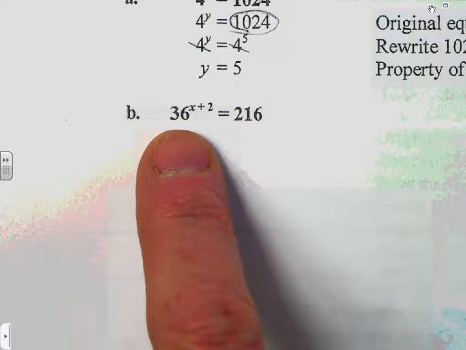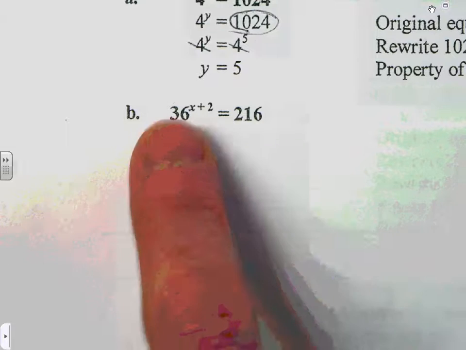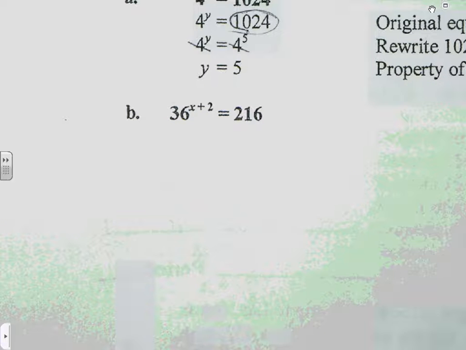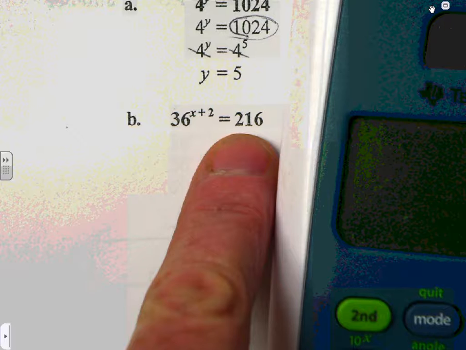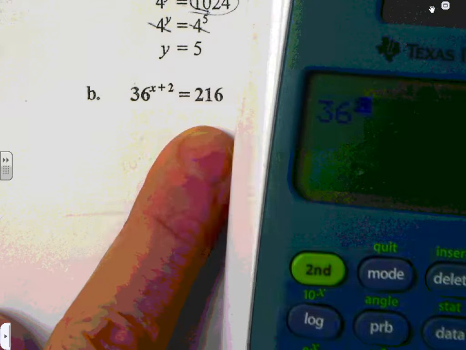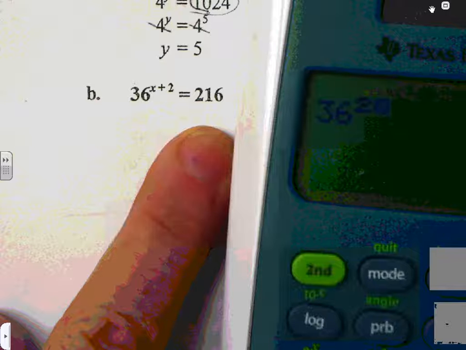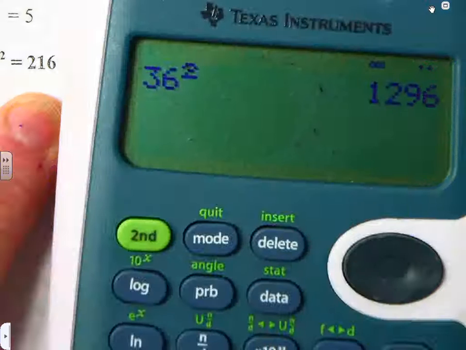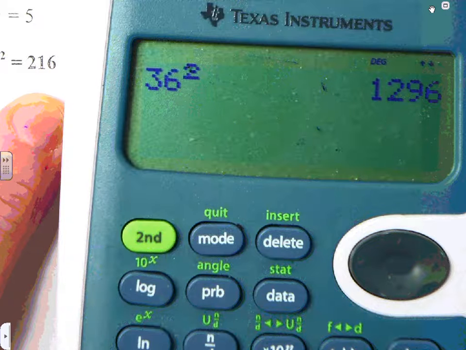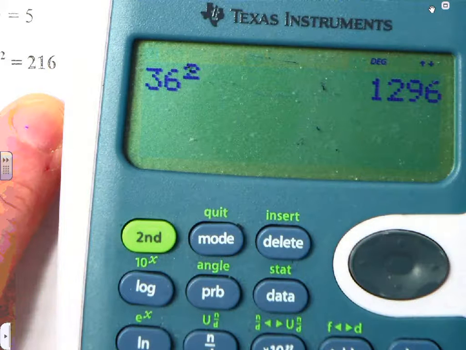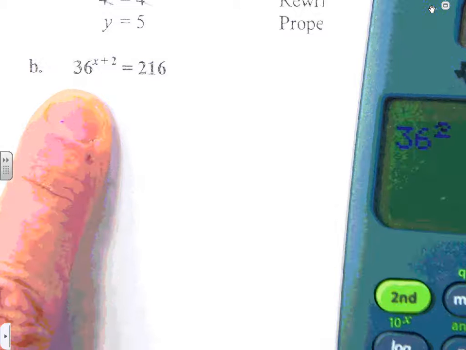You need to make bases that match. I don't think 36 is a base, but I could check it and see. 36 to some power, will that equal 216? Well, let's find out. 36 caret 2. Oh, good gosh. So that's definitely not a base, because I can't get any smaller, can I? So I have to somehow change this 36 into something smaller.